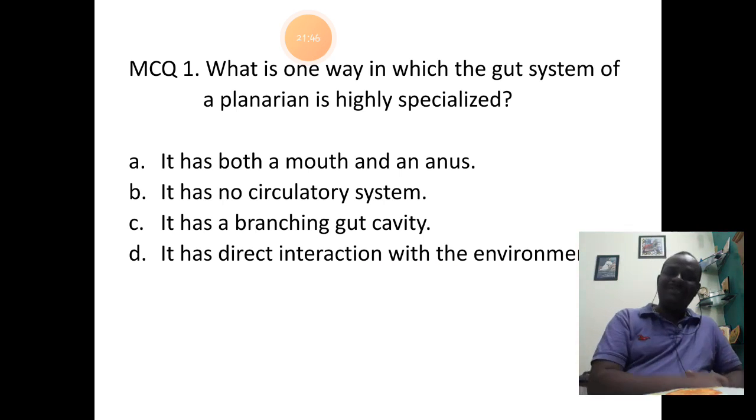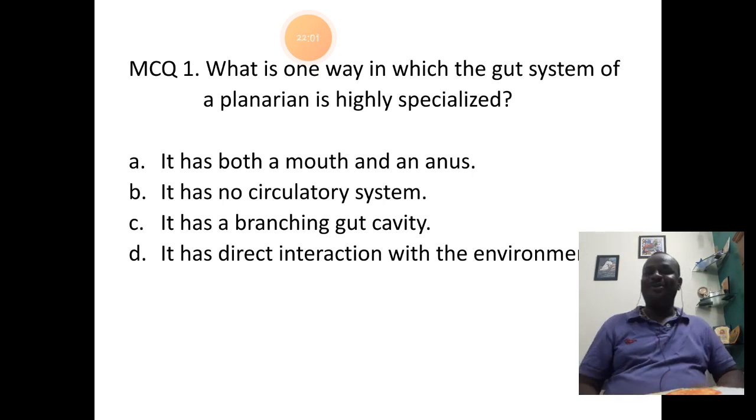Well, students, that completes the process of digestion or physiology of digestion also. So let us check to what extent we have understood the concept of the digestive system in case of planaria by having certain MCQ questions.